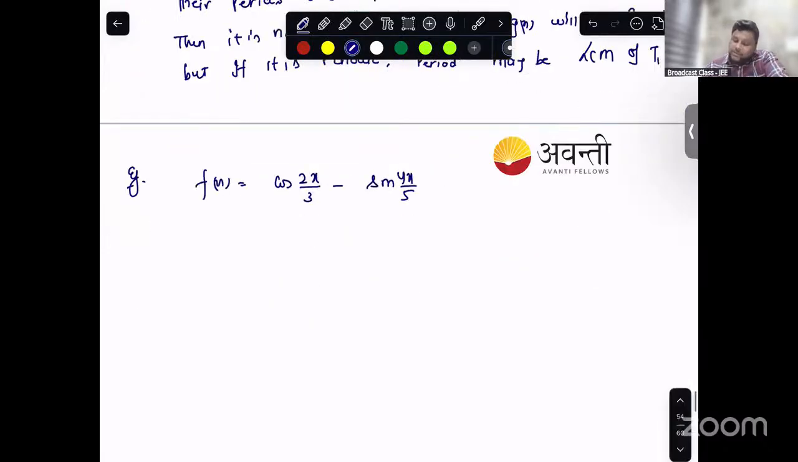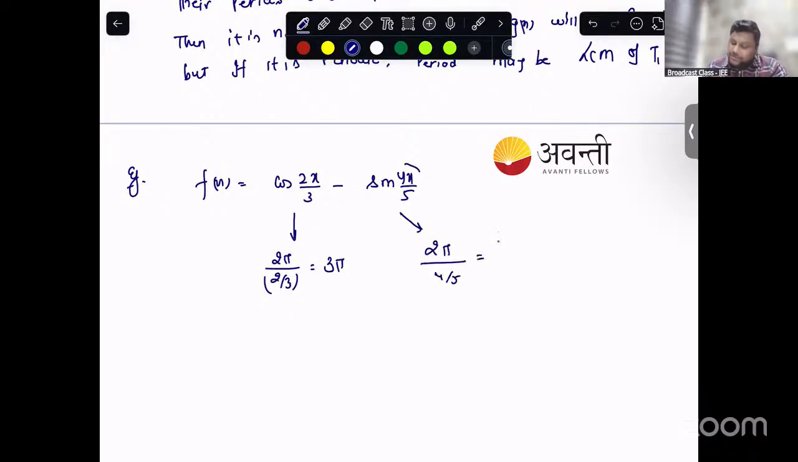Tell me one thing. What is the period of this function? 2 pi divided by 2 by 3. Yes or no? T upon mod A, I told you. So this will be 3 pi. What is the period of this function? 2 pi upon 4 by 5. That is 5 pi by 2.